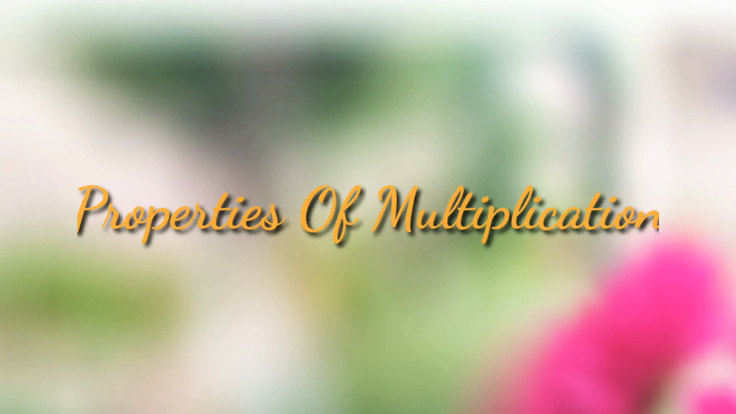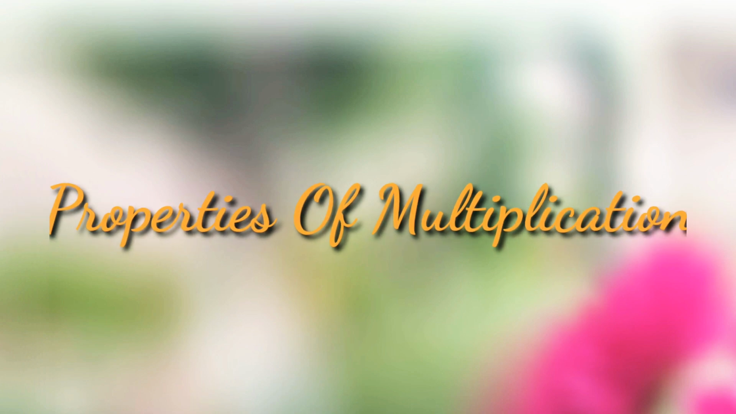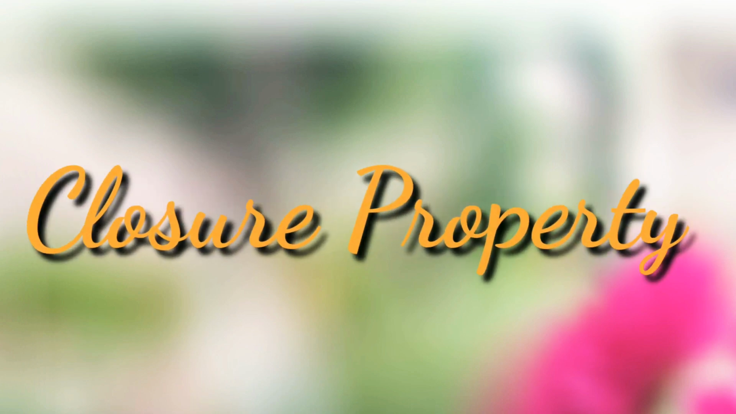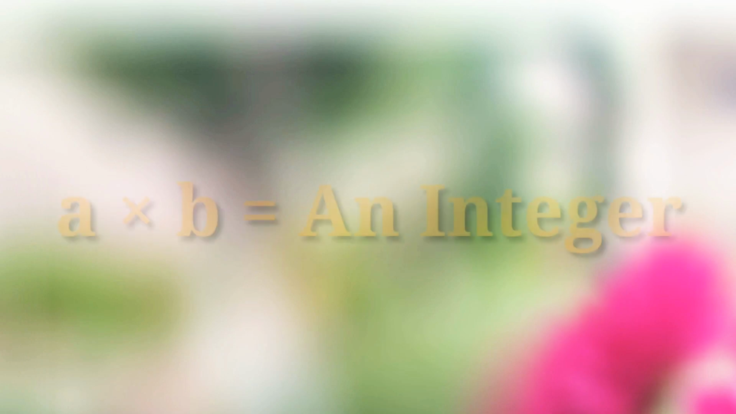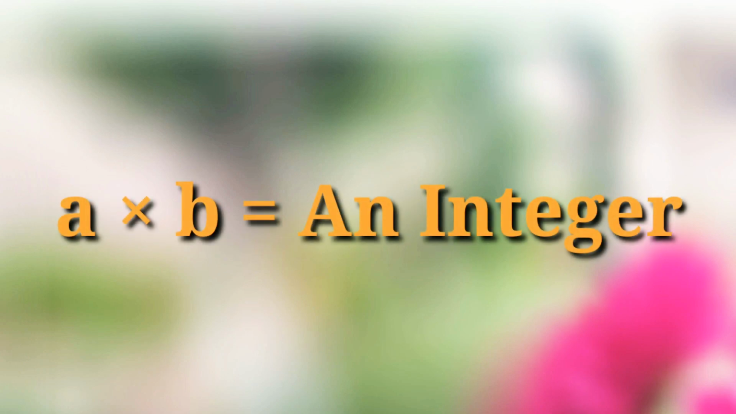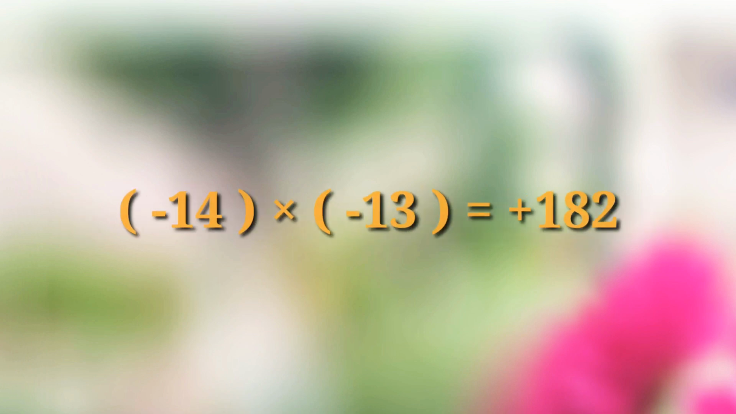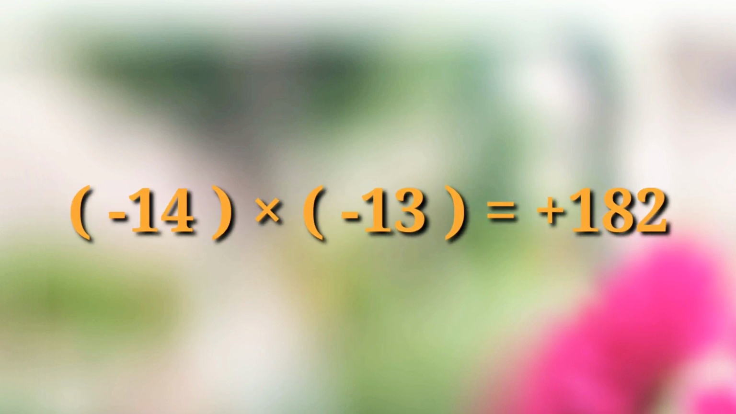As students, we have discussed the properties of addition and subtraction. Now we are going to discuss the properties of multiplication. So first property, that is closure property. In that if you multiply two integers, then output will be also an integer. For example, you have taken two integers minus 14 and minus 13. Minus 14 multiply with minus 13, then answer will be positive 182, which is an integer.